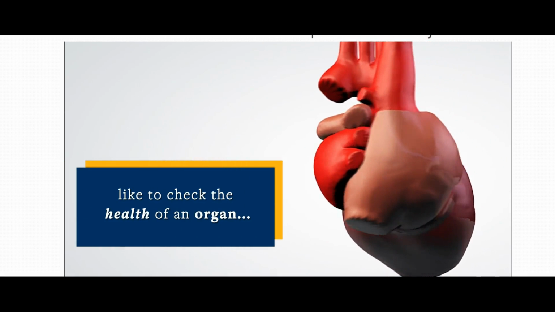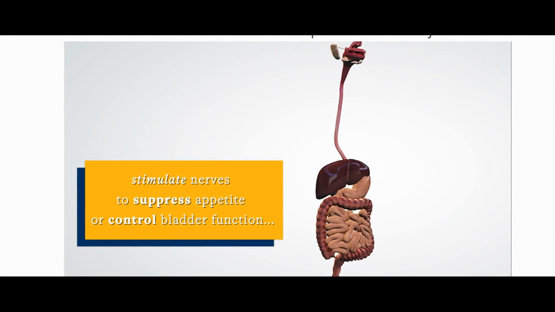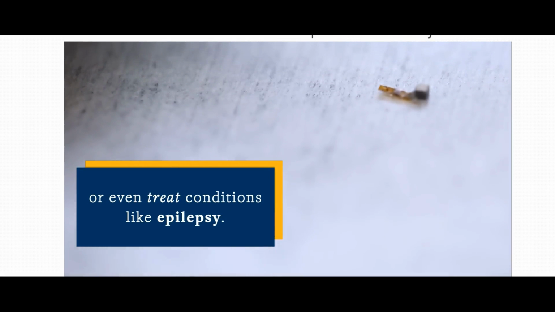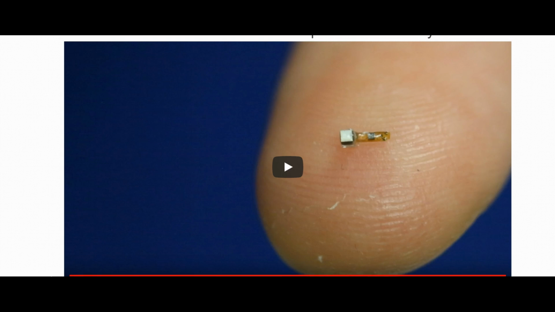It could be used to check even the health of an organ, such as the human heart, look at appetite in the stomach and the nervous system, and even treat conditions like epilepsy, where people have seizures. So that is a unique type of sensor technology that you just saw. And it's really neat because the example they were showing was that it can be used in different organs, as in the human heart, to monitor how the heart is beating. It can be used in the stomach to see how food is being digested.